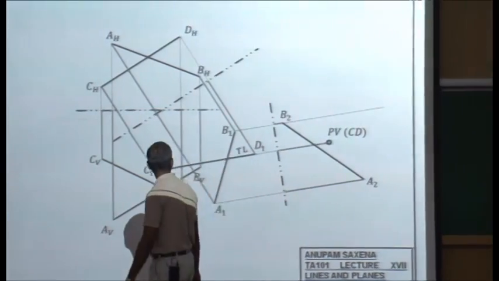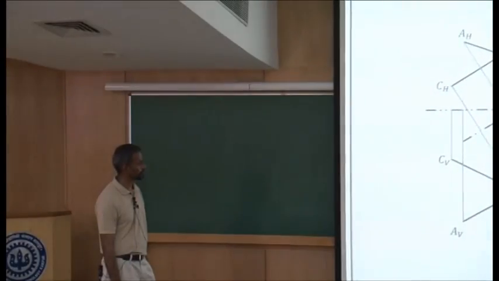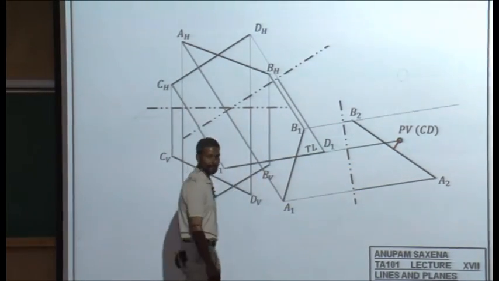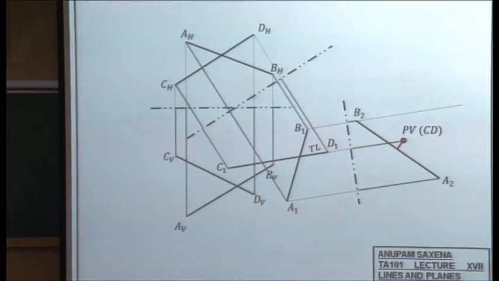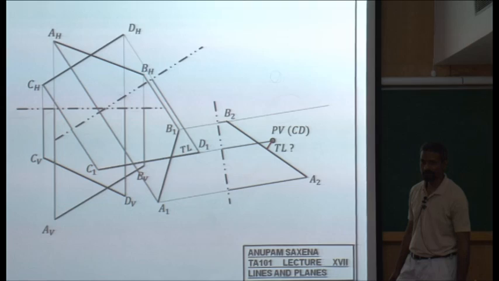Would A2B2 be in true length? Good, not a problem. How do we find the shortest distance between lines? I draw a perpendicular right there. Is this going to be in true length? Why do you say yes? Because it is perpendicular to CD. It's perpendicular to CD, but you don't know that, do you, as of now?